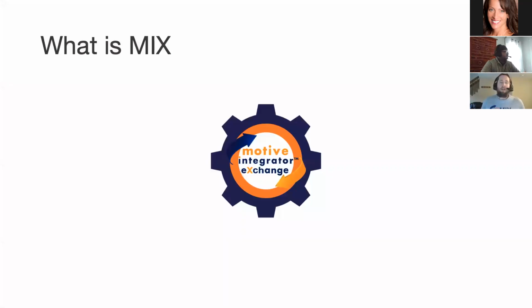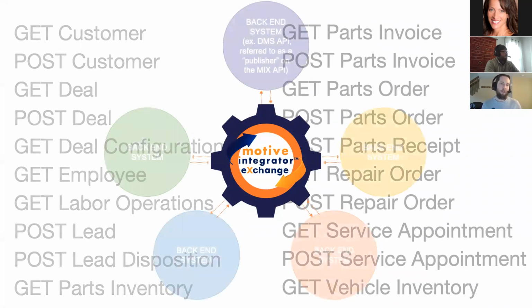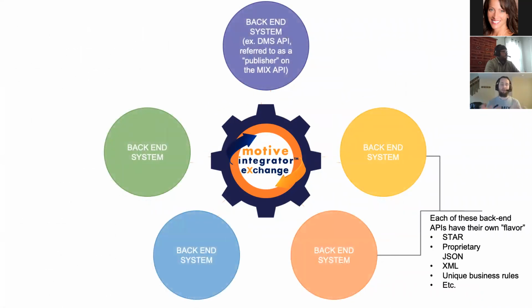Great. Now, most of you in attendance today do subscribe to at least one Mix API. And many of you likely already know that Mix is a collection of JSON REST APIs. Now, at this point, it can be tempting to consider Mix within the context of a single API, for instance, a GET customer for a particular DMS. But Mix is more than that. It's a collection of JSON REST bidirectional APIs for the most common automotive retail data exchange use cases.